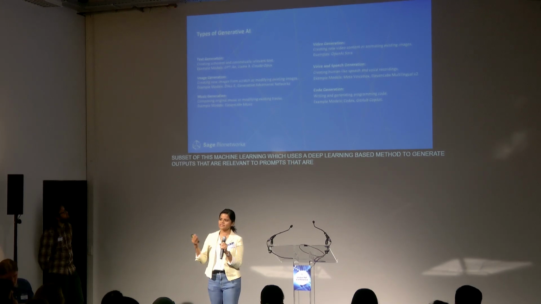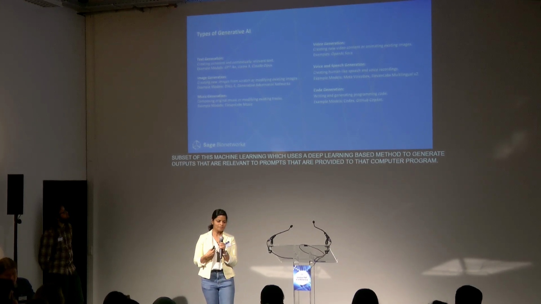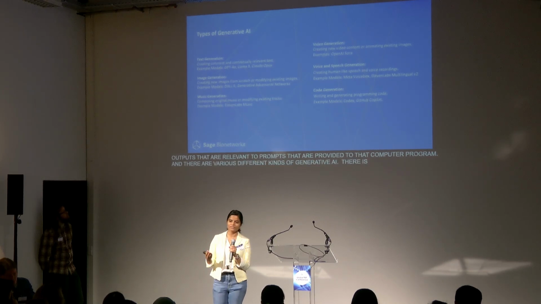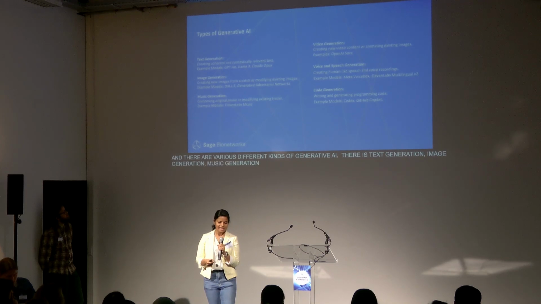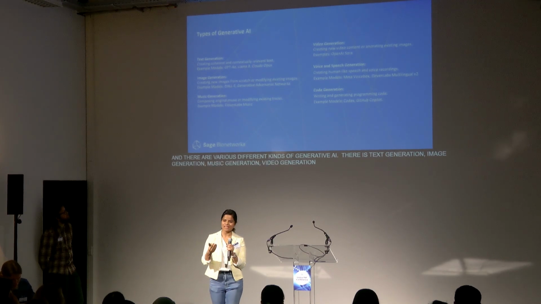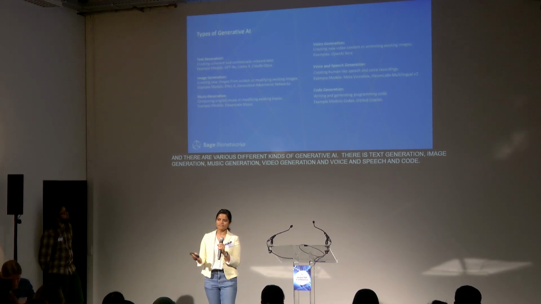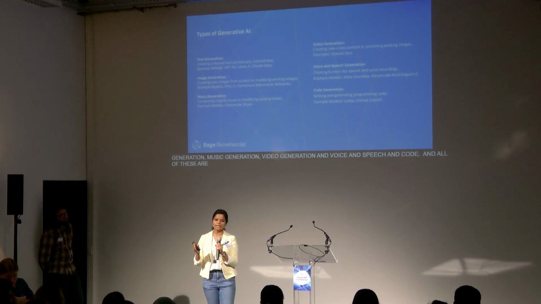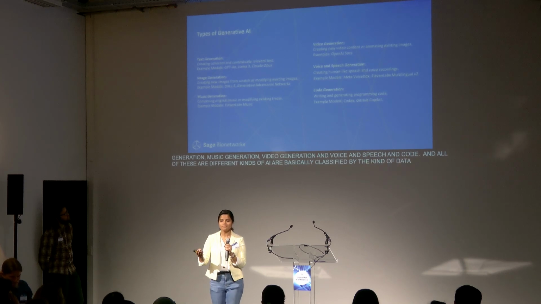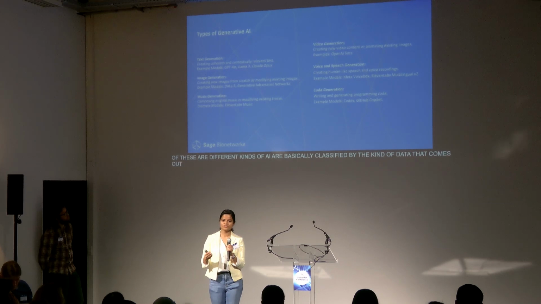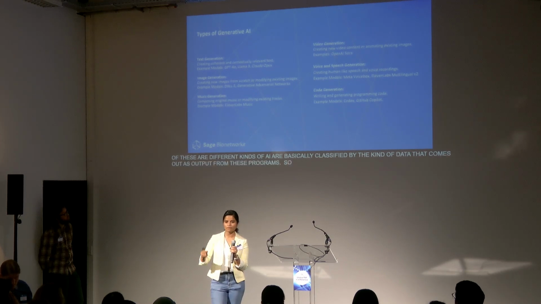And there are various different kinds of generative AI. There is text generation, image generation, music generation, video generation, and voice, speech, and code. All of these different kinds of AI are basically classified by the kind of data that comes out as output from these programs. So if it is taking in input as text data and providing output as text data, it's text generative AI.